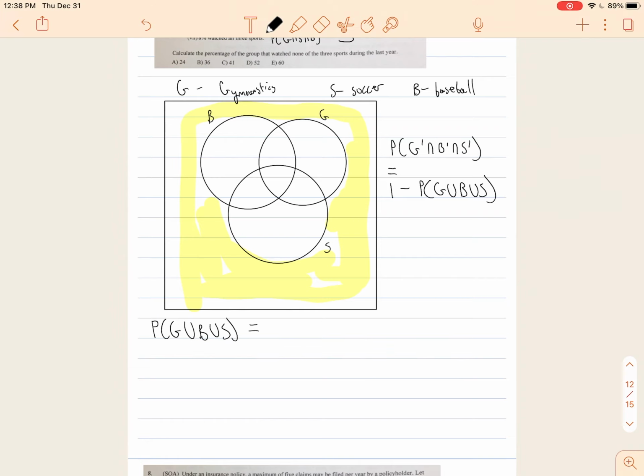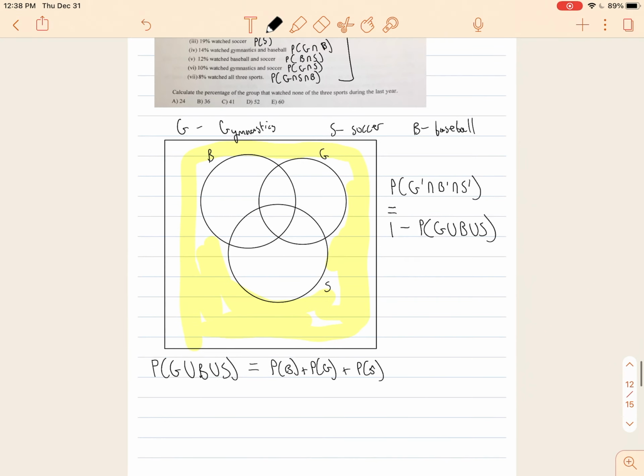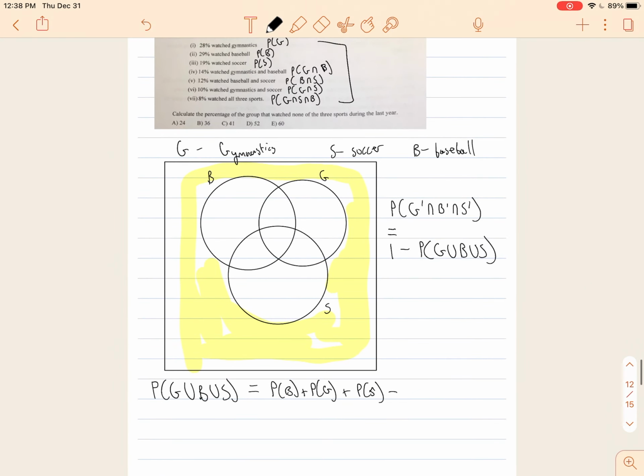So it'll be probability of B plus probability of G, plus probability of S, just adding up all of these. And then we subtract all the intersection points, right? Probability of G intersect B, and we can put these in parentheses and add them together, but we're subtracting all of them. Probability B intersect S plus probability of G intersect S. Okay? And then we add back the very middle point, which is the intersection of everything. Probability B intersect G intersect S.